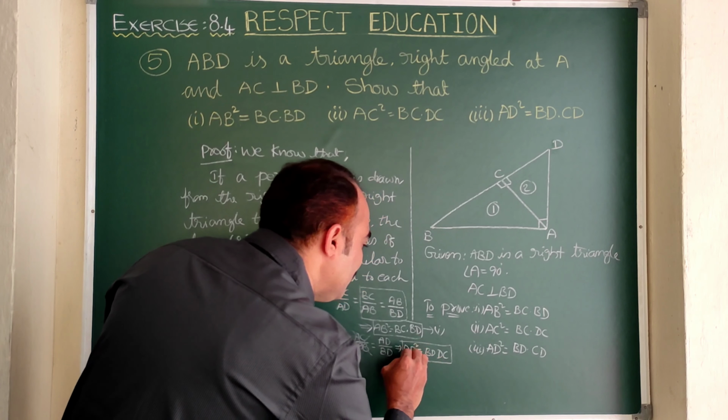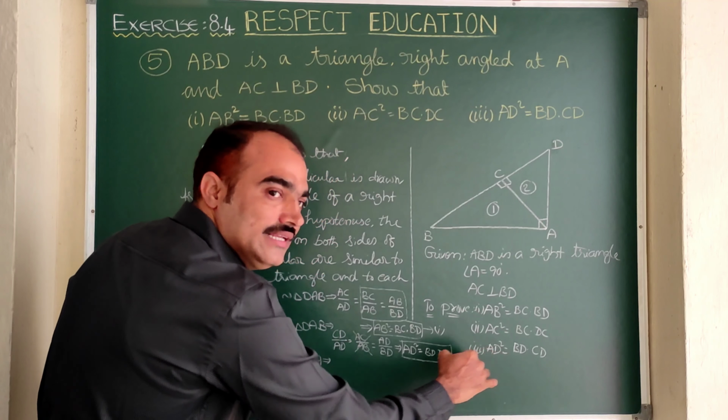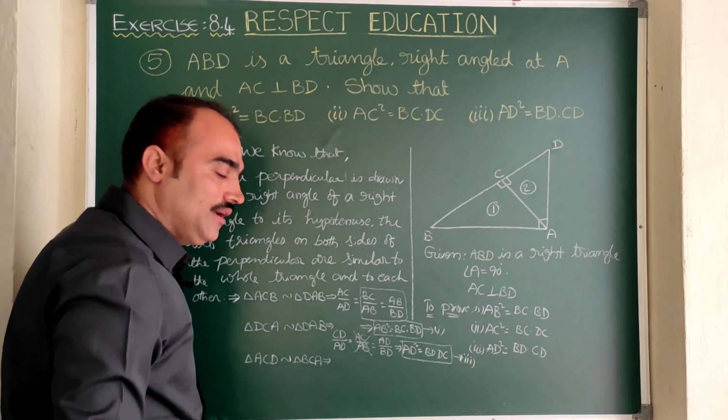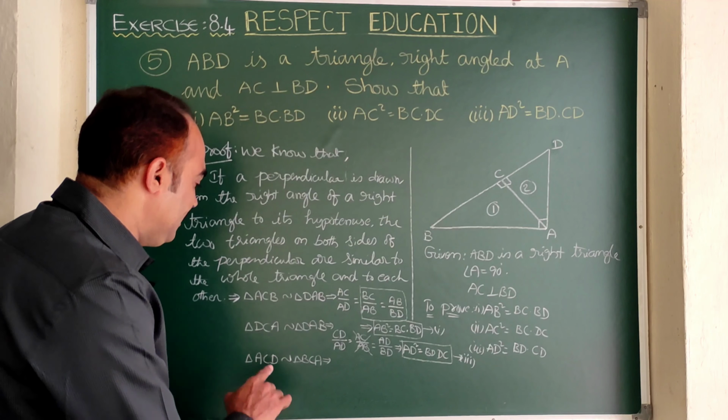With this, you just observe third one. Third one is completed. So this is what third one is proved. Now let us come back to this one.